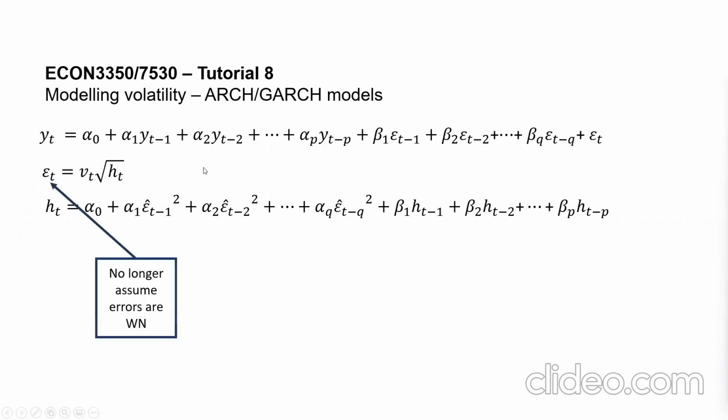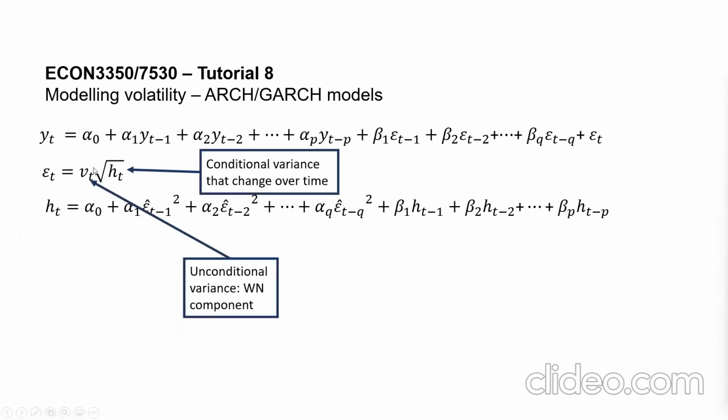What's the difference? The difference is that we no longer assume that these residuals are white noise. We now bring some structure to those residuals. That structure being the errors being split into an unconditional variance, which is a white noise component, and a conditional variance, which is something that changes over time. And this is where we will capture, or control for, those changes in the variances over time, in these huge variations.